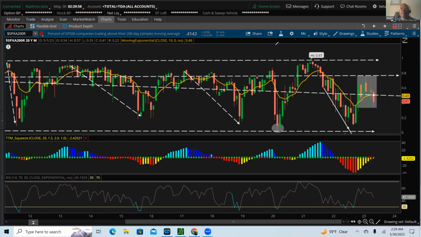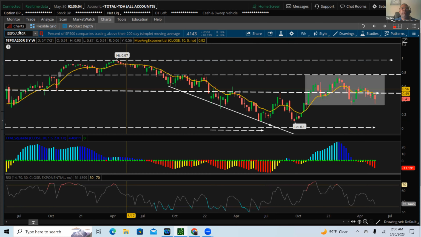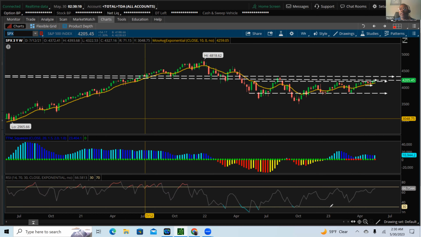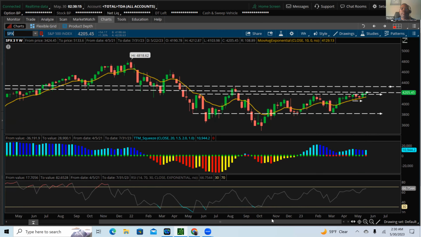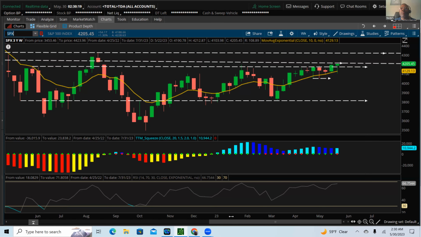All right, now let's go to the S&P 500. We start off by looking at a weekly chart, SPX. Now, one thing that the S&P 500 did do, so I had to put another level of resistance in here, is that it did break above that $4,200 level.